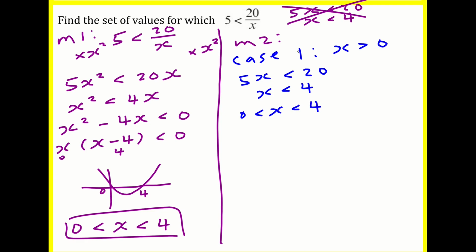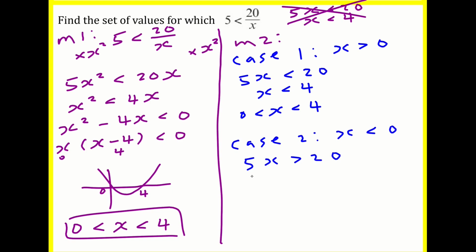That is true if in case 1. Okay, let's have a look at case 2. It's quite nice because I've not had to solve this quadratic inequality. Case 2 is going to be when x is less than 0. So now it's exactly the same, but when I times through by x, I'm going to have to swap that sign around. There we go.